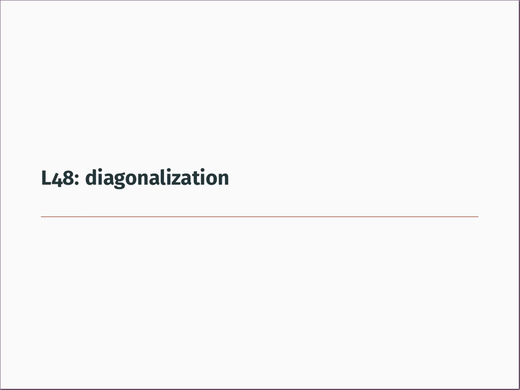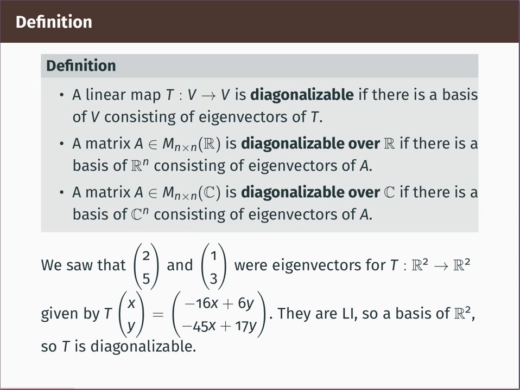An important example of this is when there exists a basis of the vector space consisting of eigenvectors for a linear map. The matrix with respect to such a basis is particularly simple, as we're going to see in this video about diagonalization. So let's begin with a definition of diagonalizability.